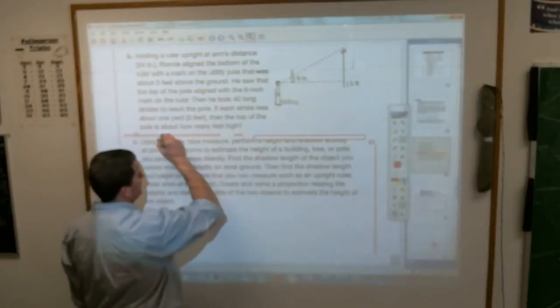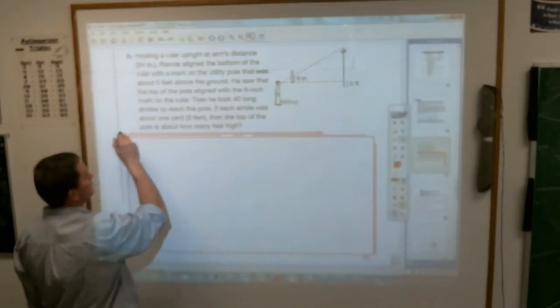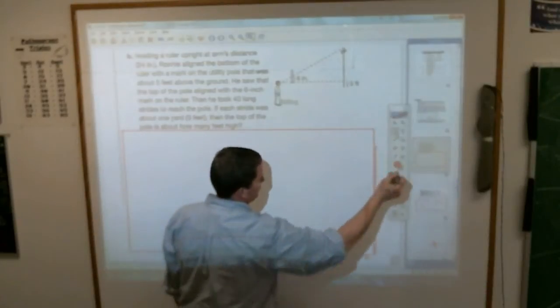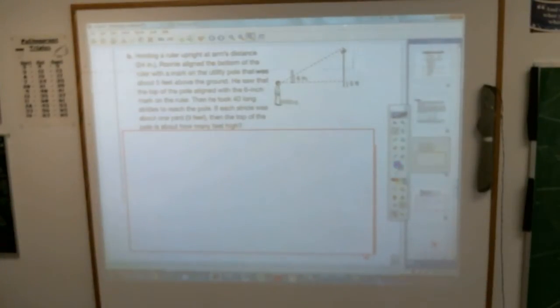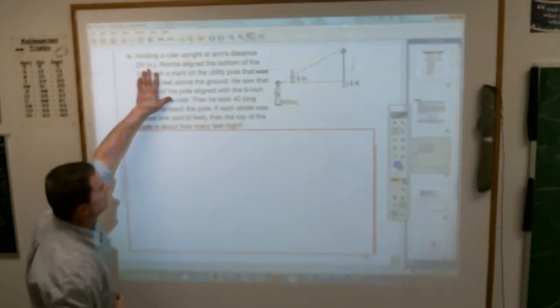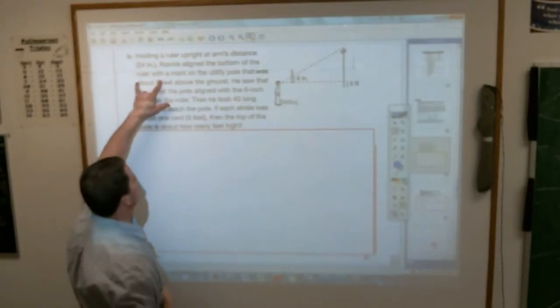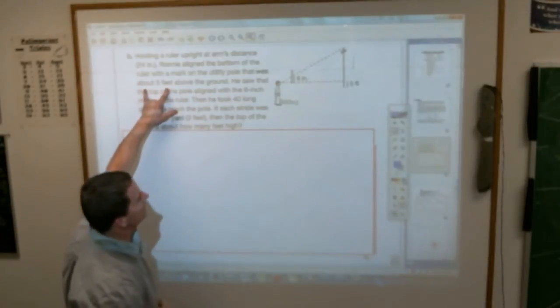First thing I'm probably going to do is make my ratio box. Well, no, first thing I'm going to do is sketch up my triangles here. See the dude there holding the ruler upright at arm's length? They gave you the arm's distance, which is 24 inches. Ronnie aligned the bottom of the ruler with the mark on the utility pole. That was about 5 feet above the ground.